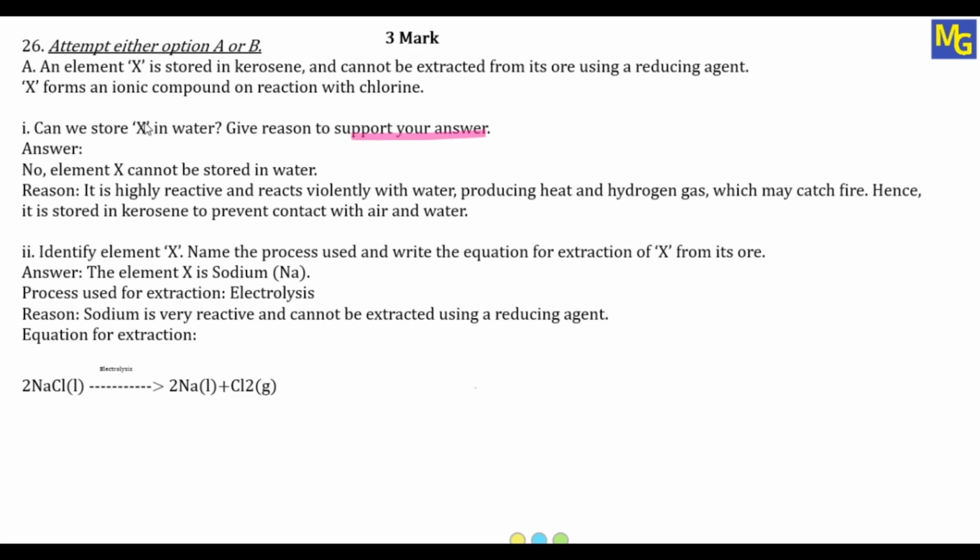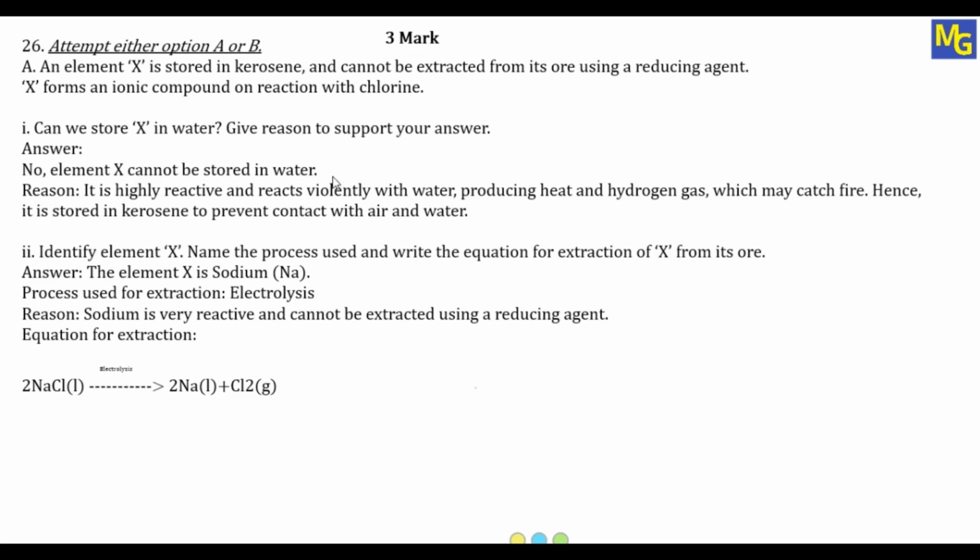So first we have to find out what is X, and then we have to think, can we store that element X in water? If yes or if no, you have to give the reason for your answer. So the answer is no. You cannot store this element X in water. Element X cannot be stored in water.